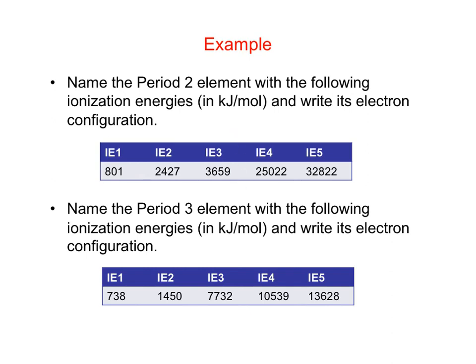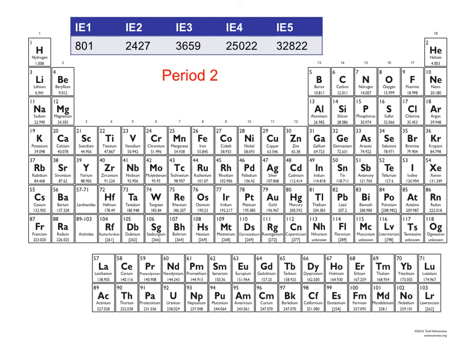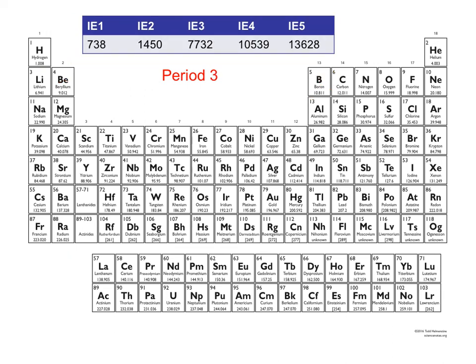What that tells me is that the ones that were easy to take off, the first 3, are my valence electrons, and now I'm starting to get into the core. If we go to a periodic table, we're in period 2. The first 3 were easy to take off, so I have 3 valence electrons, and the rest are core. So in period 2, the element that has 1, 2, 3 valence electrons would be boron.